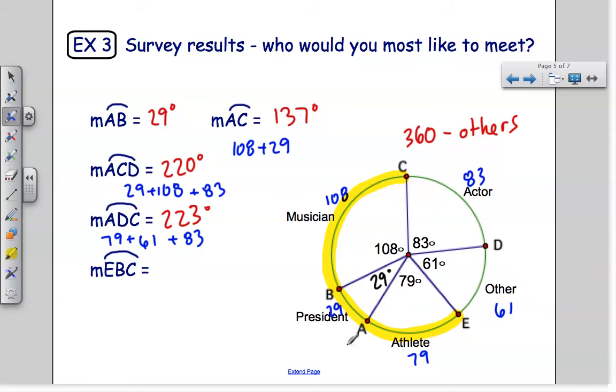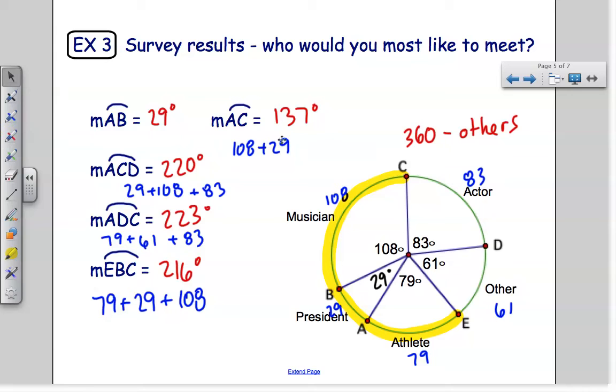That one was 79 degrees central angle, 79 degree arc. This one was 29 degrees central angle and arc. This one was 108 central angle measure and arc. And it looks like that's what I'm adding there, 79, 29, and 108. And I get 216 degrees.